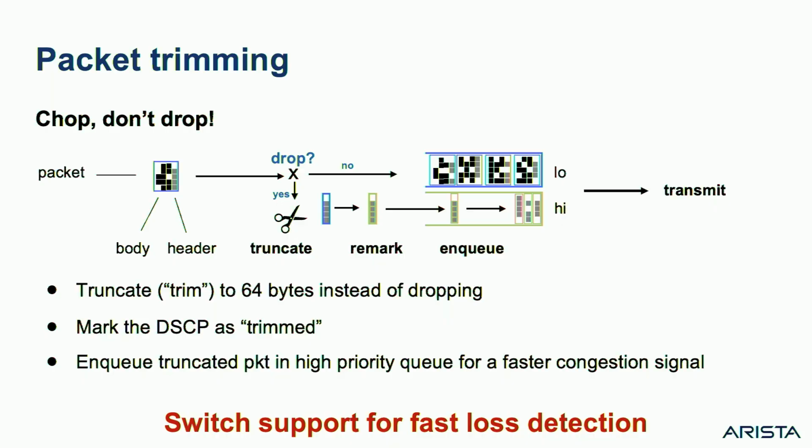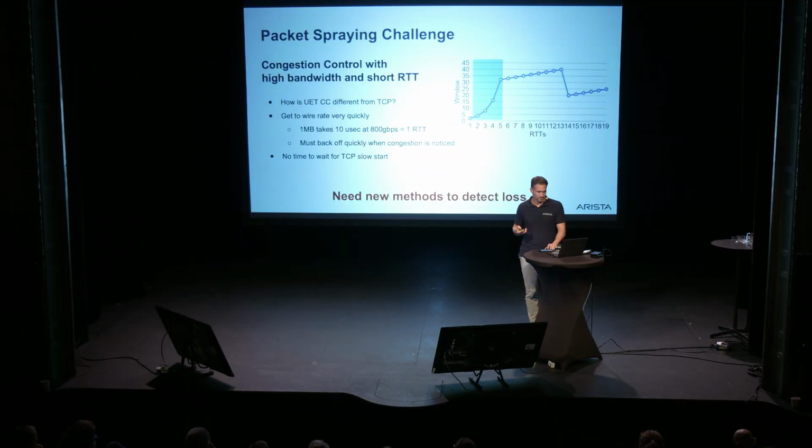So the receiver sends a NACK back to the sender that then sends a new copy of that packet. And the beauty here is that the sender can now change the entropy of that packet, so it potentially takes another path through the network, avoiding this congested queue. So it's really switch support for really, really fast loss detection.